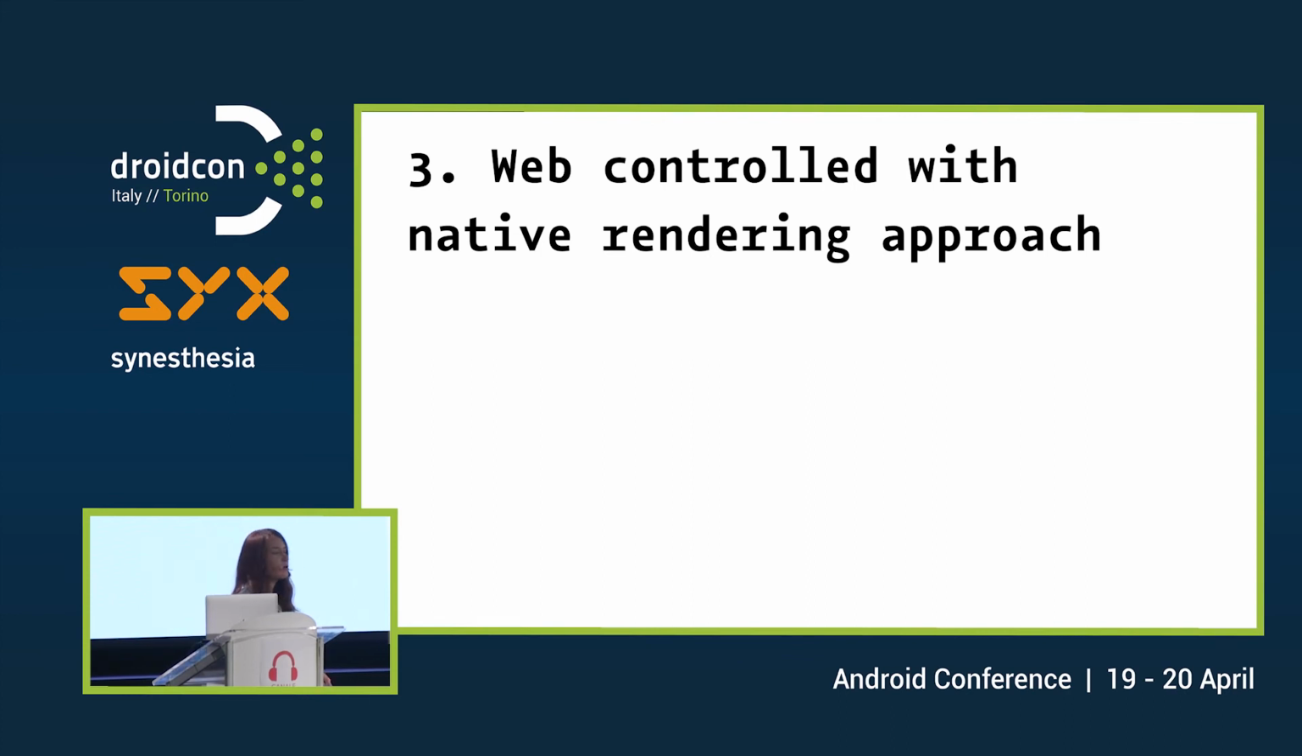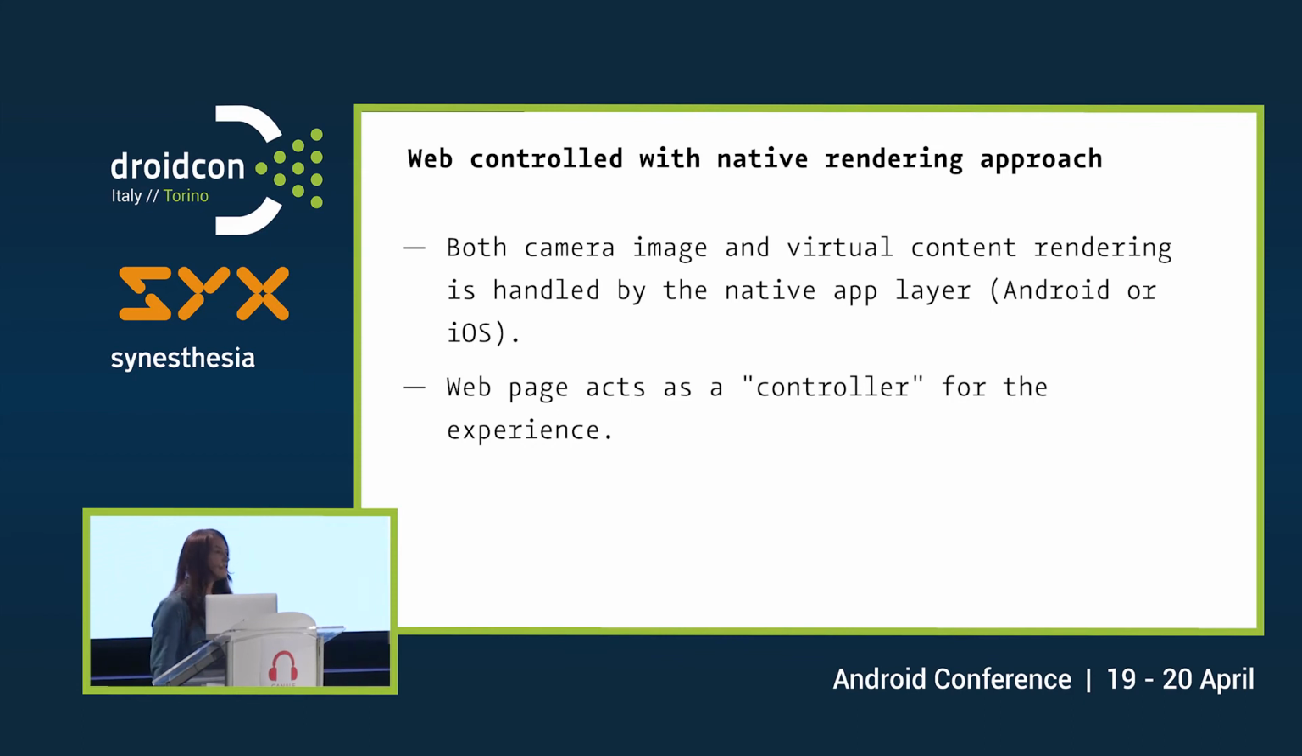So the third and final approach that we looked at is what I'll call the web-controlled with native rendering approach. I think this is a nice combination of the other two approaches, and it's what we actually went with and what we're using in production today. In this approach, all of the rendering related to the AR experience, including rendering the camera image and rendering the virtual content, is handled by the native app. The web page is overlaid on top, and in Android, this is just a web view on top of a GL surface view. The web page might display its own HTML content in its view, but most importantly, it acts as a controller for the AR experience.